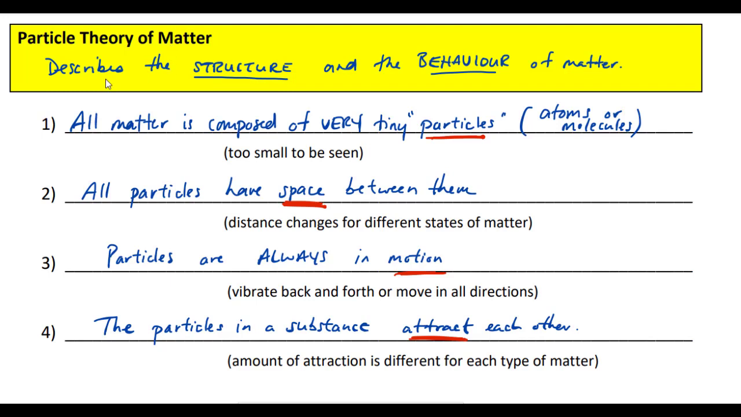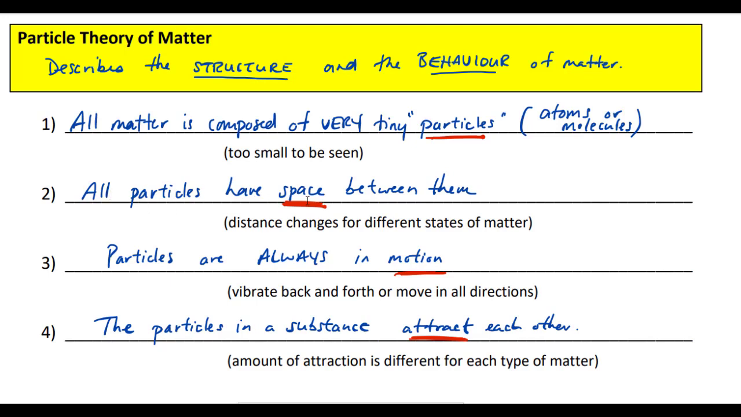So the particle theory of matter is used to describe the structure, so how it's put together, what the parts are and how they fit together, and the behavior, what that type of chemical, what that matter will do, those particles will do. So how it's put together and how it behaves. First, all matter is composed or made up of very tiny particles. Those particles are called atoms, and when you attach atoms together and you allow them to share electrons, we'll talk about that in a later lesson, you can form molecules. So all matter is made of very tiny particles, whether it's atoms or the larger molecules.